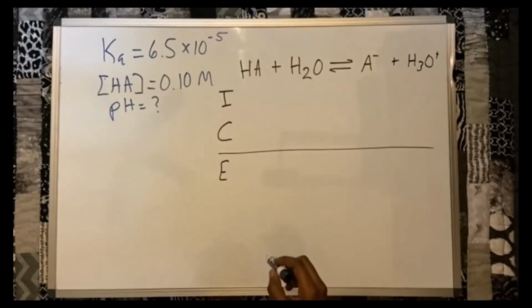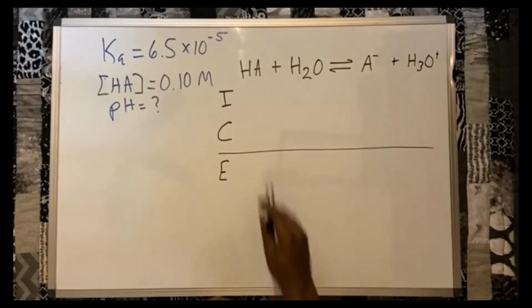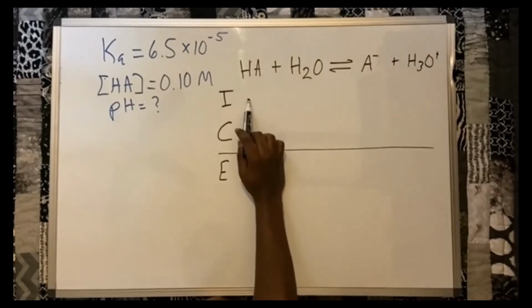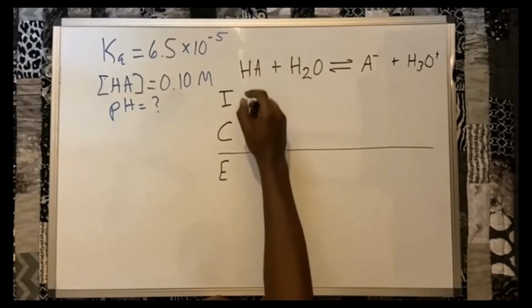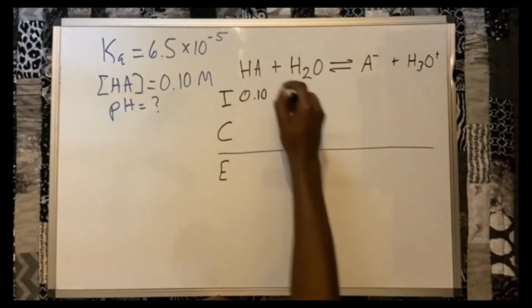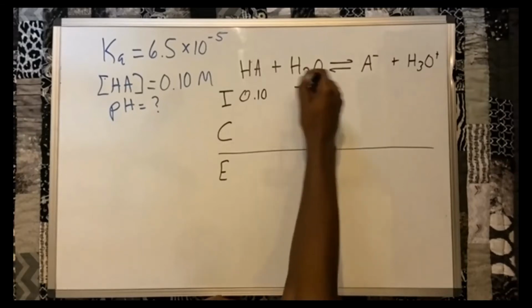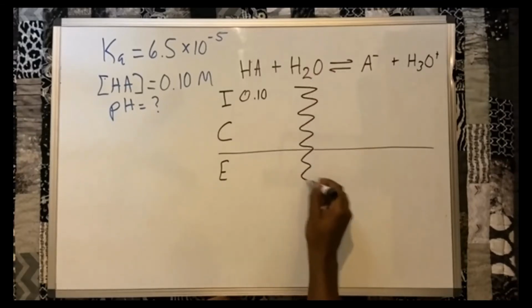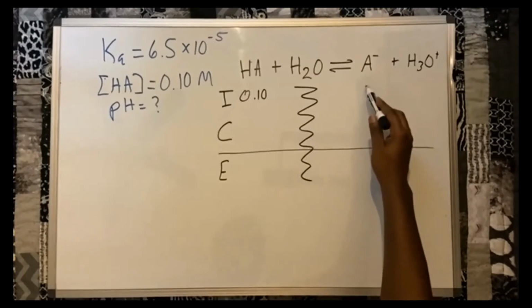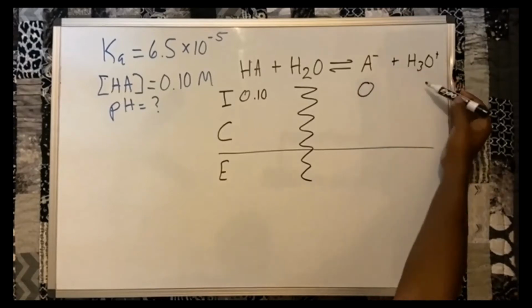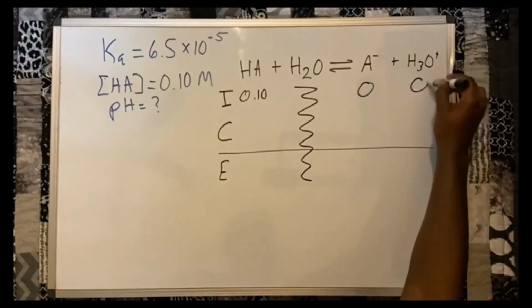All right, got my ICE table. So what goes here? HA, or the 0.1. The reactants, right? Because you don't write H2O within the ICE table. I don't care about this one. Good. What goes there? 0 and 0.